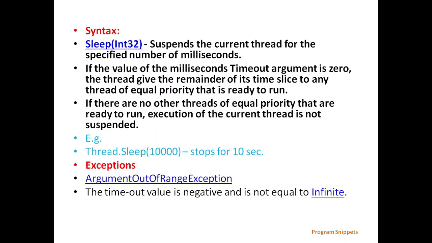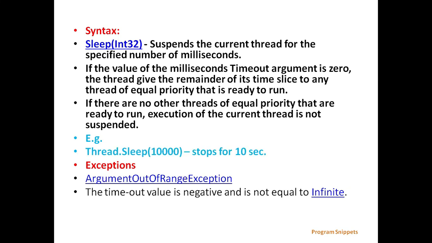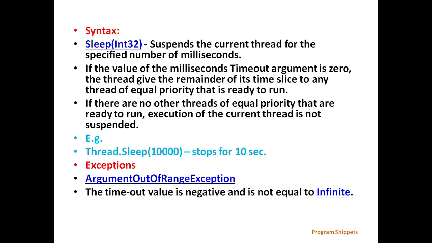And if there are no other threads of equal priority that are ready to run, execution of the current thread is not suspended. For example, Thread.Sleep with 10,000 milliseconds. The exception that is generated with the sleep method is ArgumentOutOfRangeException, which is generated when the timeout value is negative and not equal to infinite.